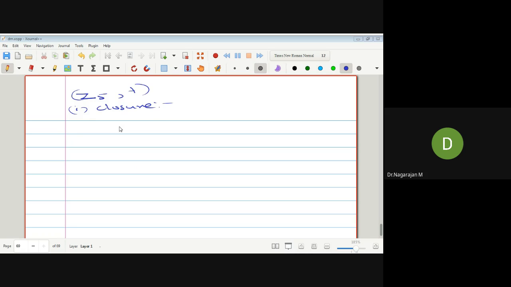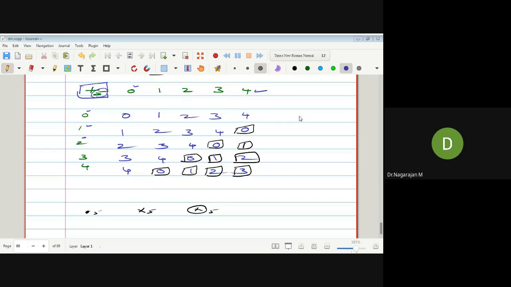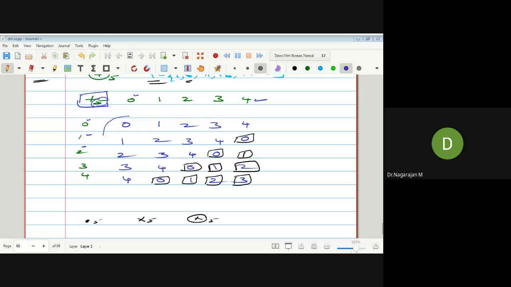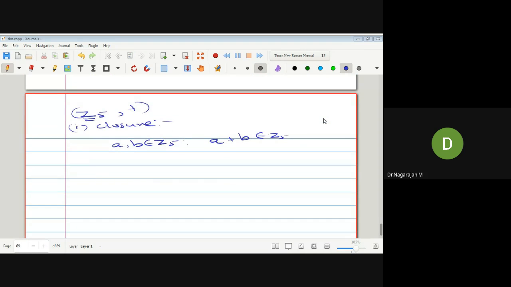What is the definition of closure property? For a, b in Z5, here the set is Z5, therefore their addition modulo, a plus b, is also in Z5. Is it correct or not from the above table? From the first table, do all the table values belong to Z5 or outside of Z5? This is the addition case, so all elements should be in Z5. Yes, sir. Therefore, the closure property is satisfied.